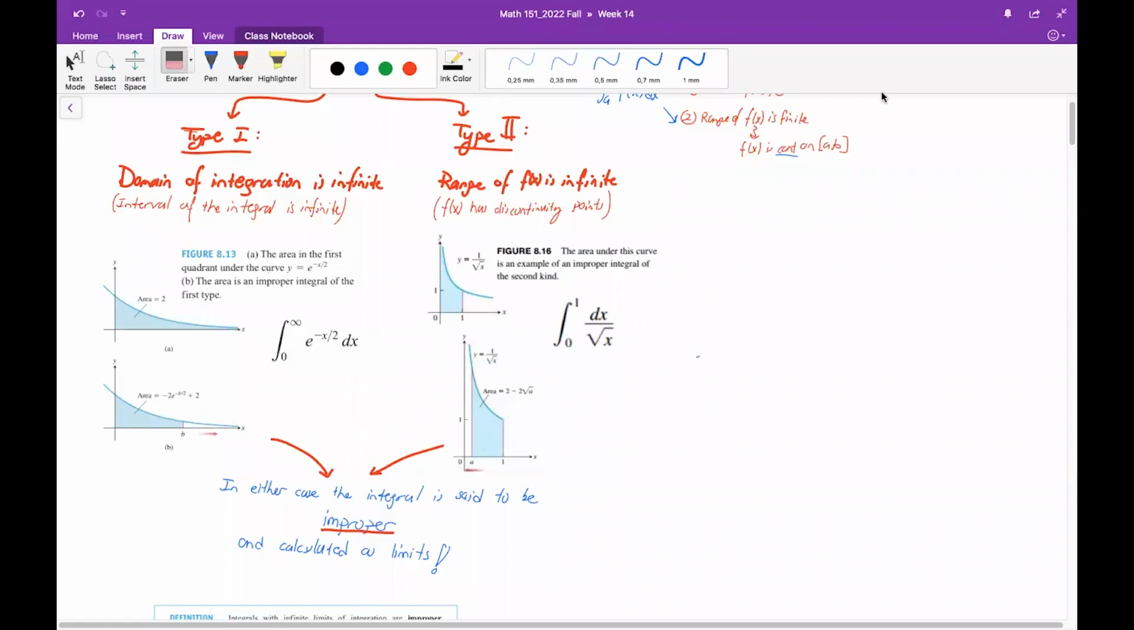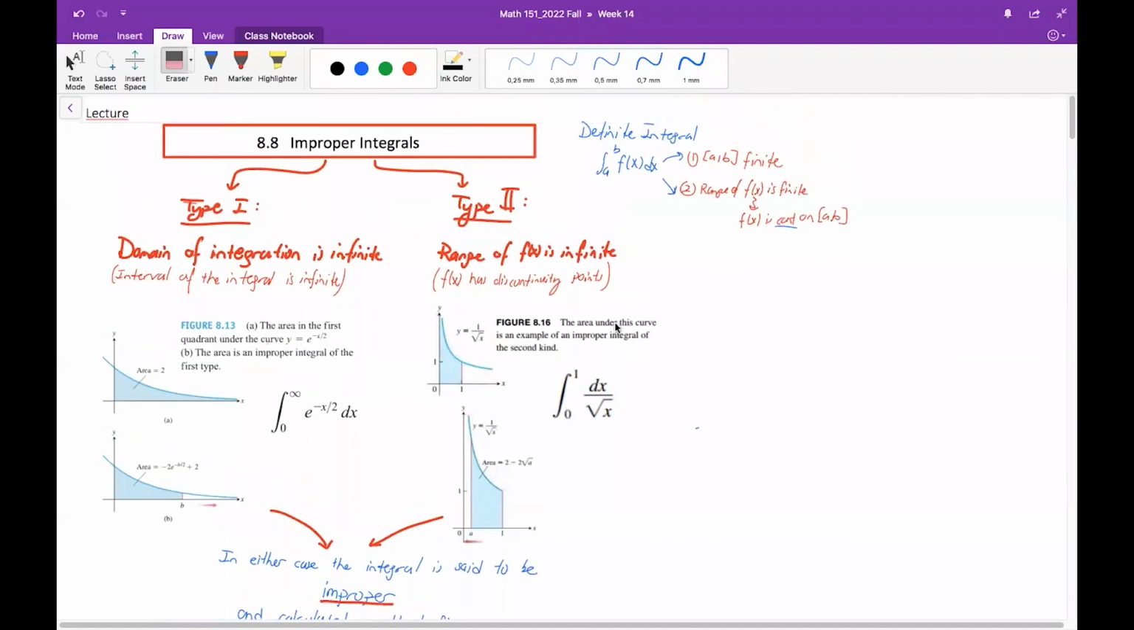This is lecture video 52, and we will cover improper integrals in this lecture. Up to now, we have required definite integrals to have two properties. First, that the domain of the integration, the interval a to b, is finite. Second, that the range of the integrand function is finite on this interval of integration. In other words, f of x should be continuous on a to b.